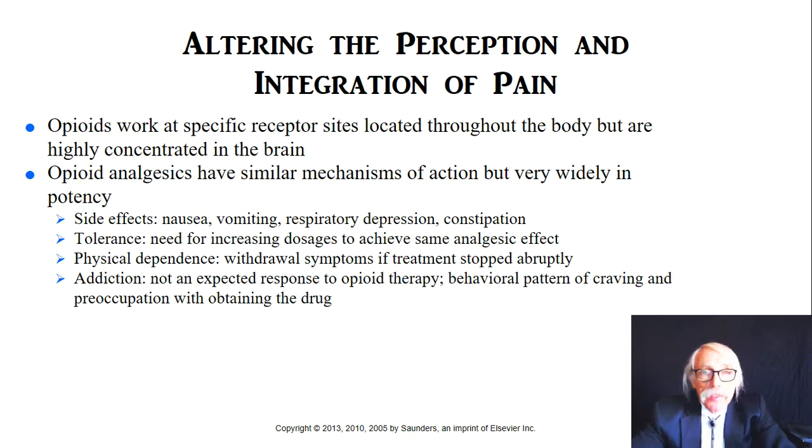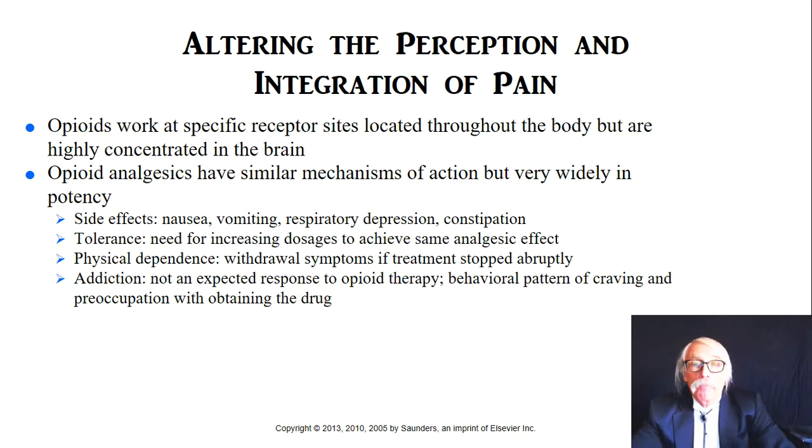So what about the alteration and perception of integration of pain? Okay, so altering the perception and integration of pain. This is now a topic we need to look at because now we're starting to move into what happens with exogenous opioids, when you're superimposing them on this really well-designed pain perception and analgesic phenomenon, which involves not just endogenous opioids, but all these other neurotransmitters.